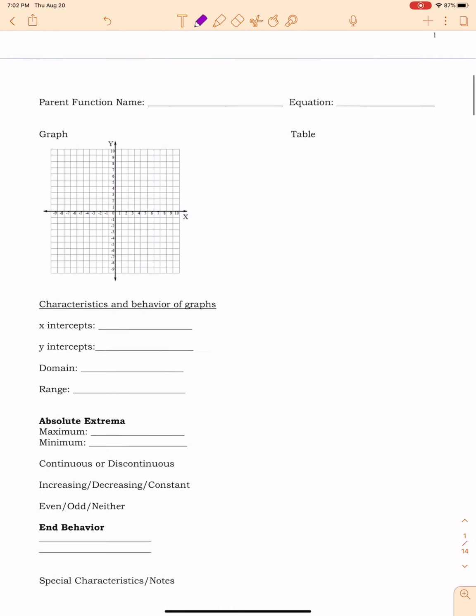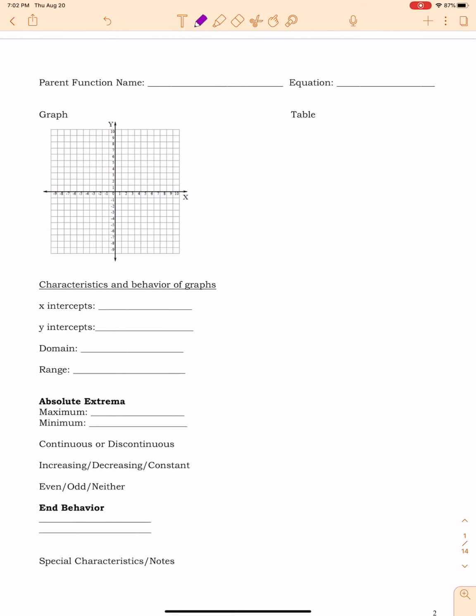So I'm just going to look at page 2 of your notes, and I'm just going to choose a parent function that everyone is very comfortable with. I'm just going to choose the quadratic function. So, of course, we are going to write the name right here. And I know you've got all of these for each of the parent functions. I'm just using the quadratic function to illustrate the characteristics of a function. So I just want to write my equation here. And just to remind you, this is in function notation.